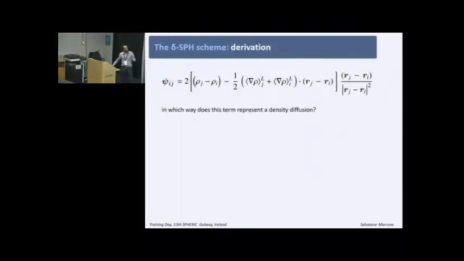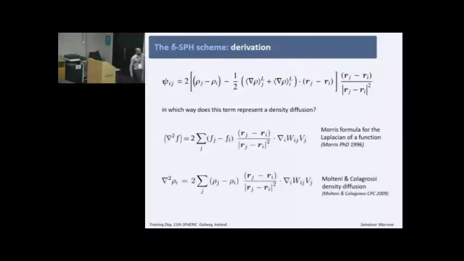So why does this represent density diffusion? Looking at this, it's not very clear that it's a density diffusion. But we can start from the beginning, from the Morris formula. This is a proposed formula for the Laplacian of a function. If we want to evaluate a Laplacian of a function, we can do it by using this expression, where we have the difference of the function in j and i, and these are just differences of the positions. This formula for the Laplacian of a function was used in 2009 by Molteni and Colagrossi for evaluating the first density diffusion term in the continuity equation.